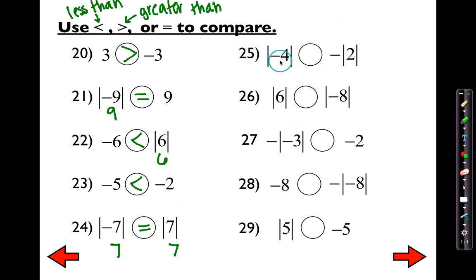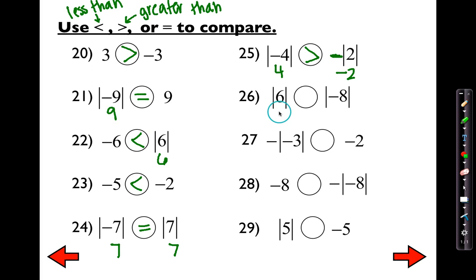Number 25, the absolute value of negative 4 is 4. Here, the opposite of the absolute value of 2. Well, the absolute value of 2 is 2. We have to take the opposite of it, so we're going to make it negative 2. Definitely say 4 is greater than negative 2. Positives will always be greater than negatives, so I'm going to go ahead and put the greater than symbol.